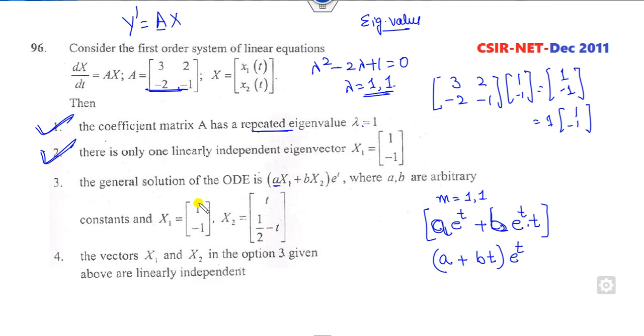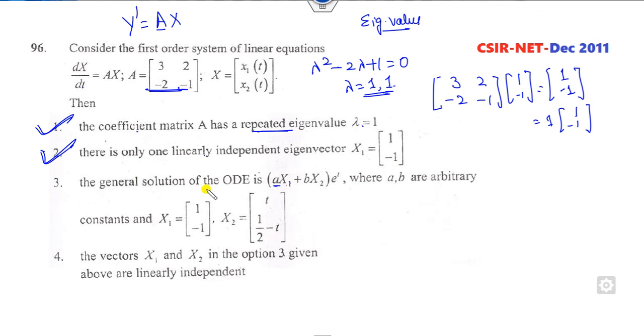Now x1 is 1 comma minus 1, and that's also simpler. If I substitute x1 here, it will be A minus A. If I write B, B of t and B minus B times t into, so what is that?